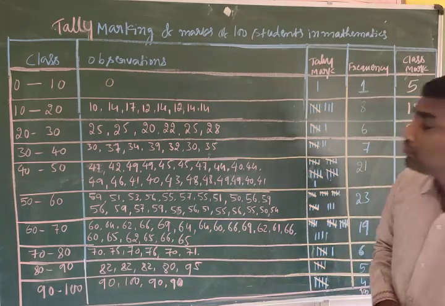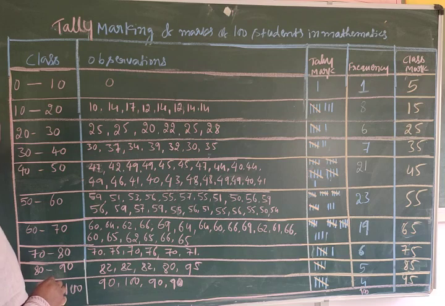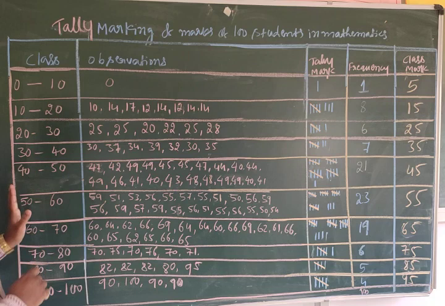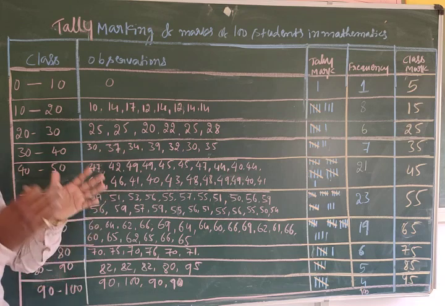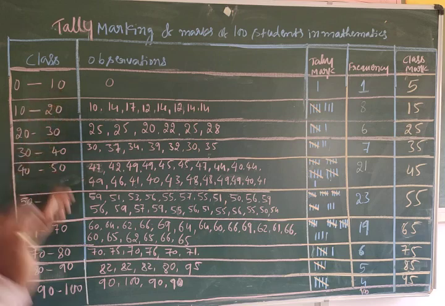So here the first one is class. Already I explained about lower class, upper class, the two ends of class limits, upper limit, lower limit. Actually in the class there are two types. One is exclusive, another one is inclusive. In the exclusive method, upper classes will be excluded.